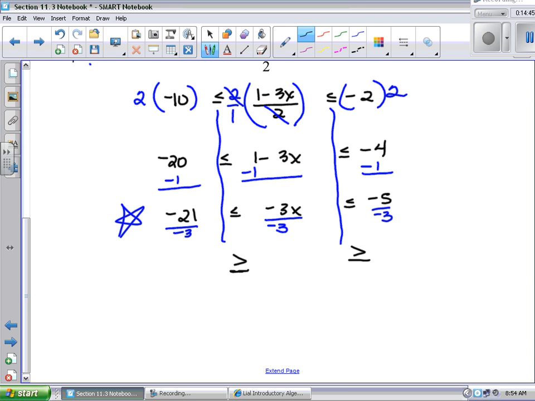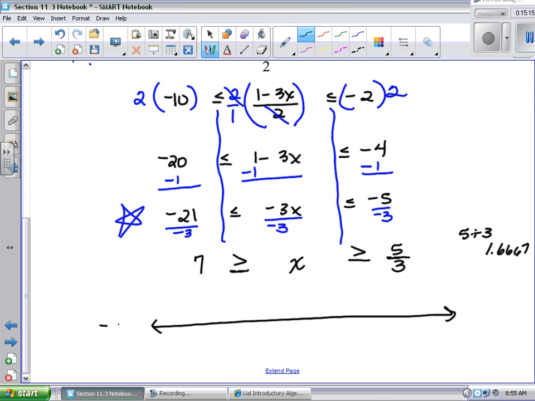And here I'm going to get negative 21 over negative 3 is 7. Get x by itself in the middle. And negative over negative makes this positive, but 5/3 I can't reduce. What I can do is I can do 5 divided by 3 on my calculator, and it will tell me it's 1.6667. So I'll know approximately where it is on my number line.